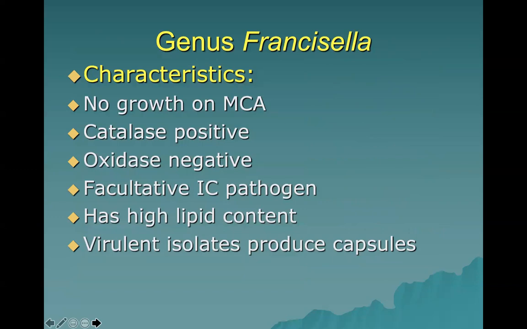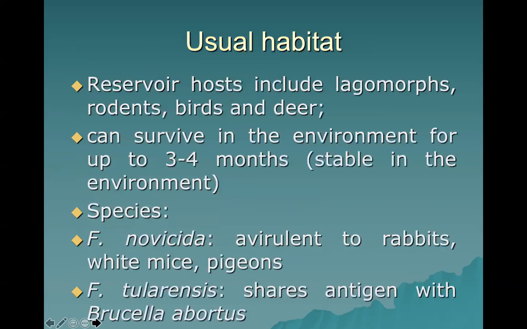For the biochemical characteristics, it is catalase positive because it is an aerobic organism. Oxidase negative, facultative intracellular pathogen. So it can survive even when engulfed by the macrophages. Has high lipid content, which possibly adds to the ability of the organism to cause disease among animals. And virulent isolates usually produce capsules or are capsulated.